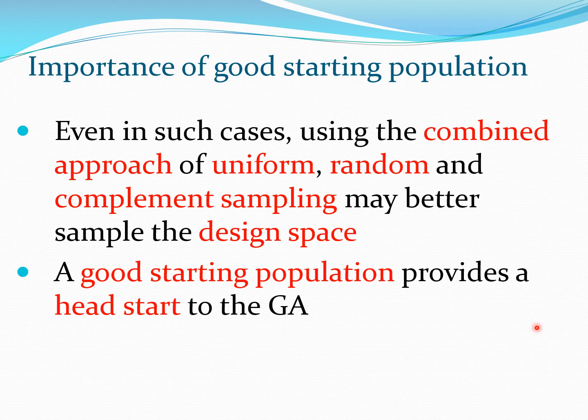Now, even in those cases where the function is difficult to calculate or the function calculation is very expensive, it's typically better to use a combined approach of uniform, random, and complement sampling to get a better view of the design space. Now, a good starting population does provide a head start to the genetic algorithm. It's something very important which you are going to find out in practice. And if you have selected a good way to select a starting population, you are well on your way to discovering the optimal point with much greater rapidity.